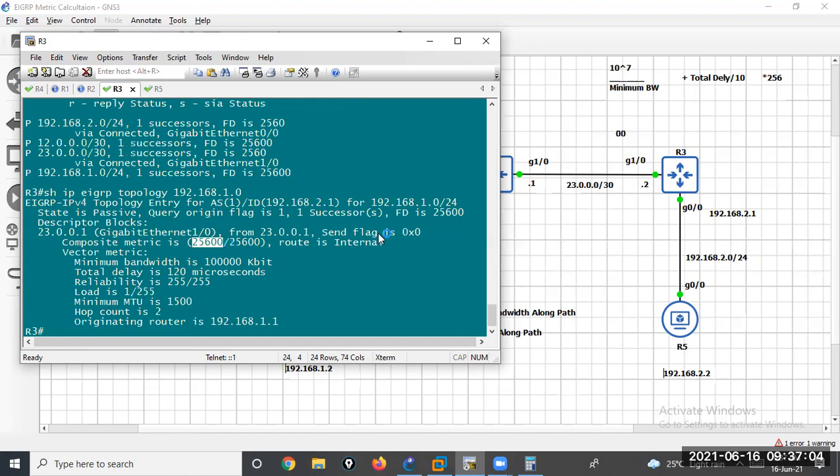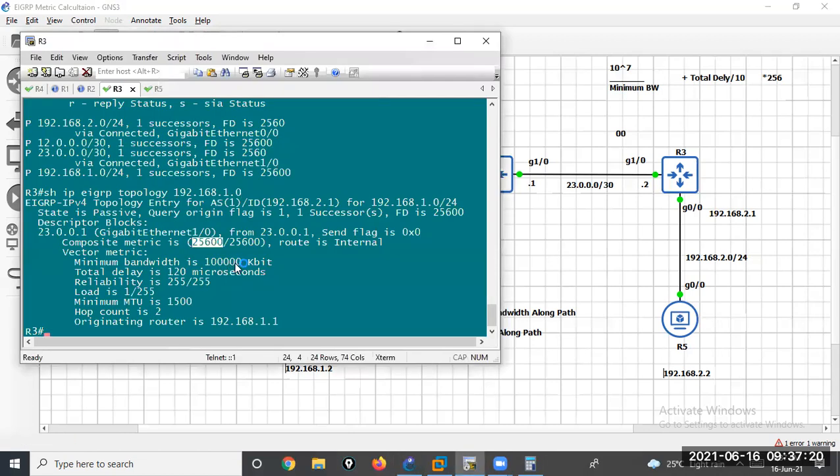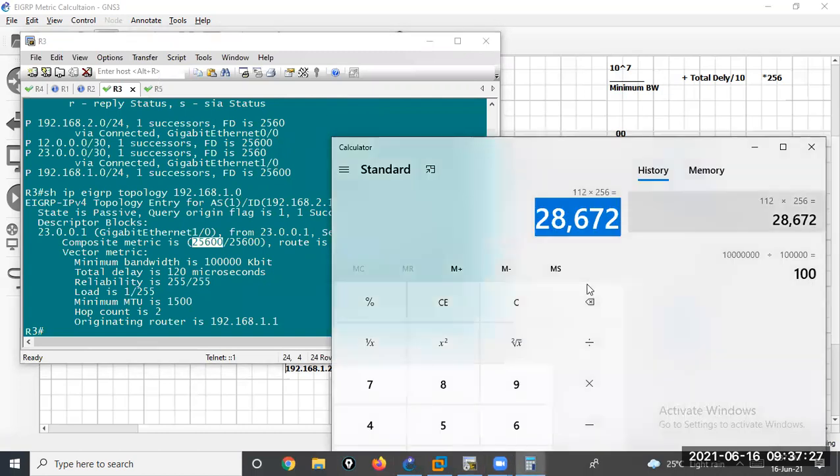How can I calculate it? Here it is 10 to the power of 7 by minimum bandwidth into 256 directly. There is no need for total delay. What is the minimum bandwidth here? It shows the minimum bandwidth is 1 lakh kilobits. Now calculate 10 to the power of 7: 1, 2, 3, 4, 5, 6, 7, so 1 followed by 7 zeros, divided by 100 Mbps.